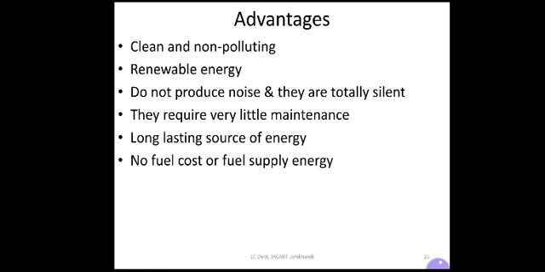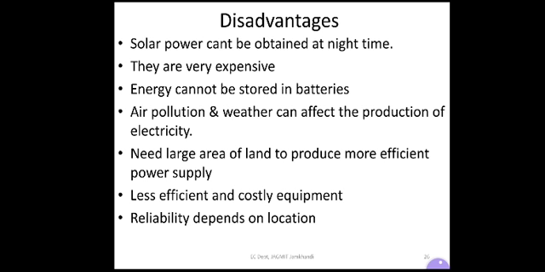So these are the advantages of solar cells. Now let's see a few disadvantages of solar cells. Solar power cannot be obtained in the night time. As you can observe, the sun is available in the daytime. During the night time the sun is not available. That's why solar power can't be obtained at night. So it is not a 24-hour function. Whenever sunlight is available, it can be used for power generation.